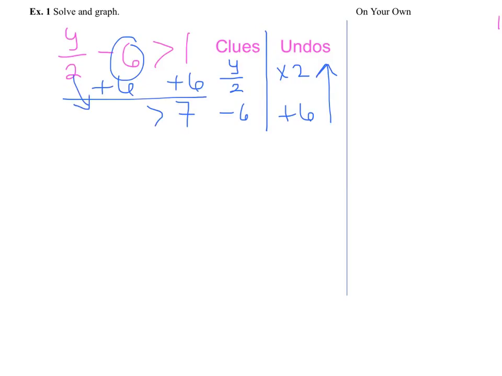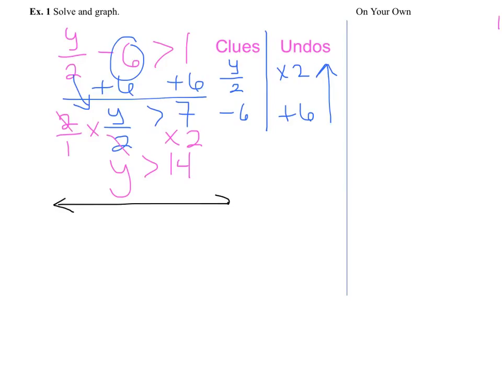Bring down my division, y divided by 2. Opposite is to multiply by 2. Multiply by 2. The 2's will cross simplify. So that leaves us with that lonely variable, and then 7 times 2 is 14. Now we're ready to graph our inequality, graph our solution.